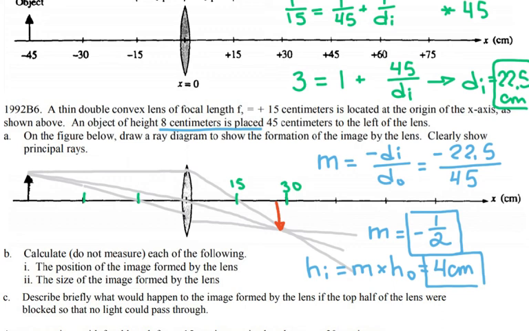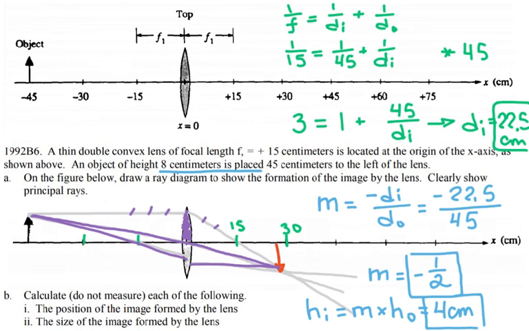When the top part of the lens is blocked and no light can pass through, this ray would not get through. But the other rays, this one and this ray, would still get through. Because the top rays don't get through, the image would not be as bright as if the top of the lens was open. Not all of the light will pass through, but some will and make an image that is not as bright. And that is all I have for this 1992 AP Physics B question, now covered in AP Physics 2.